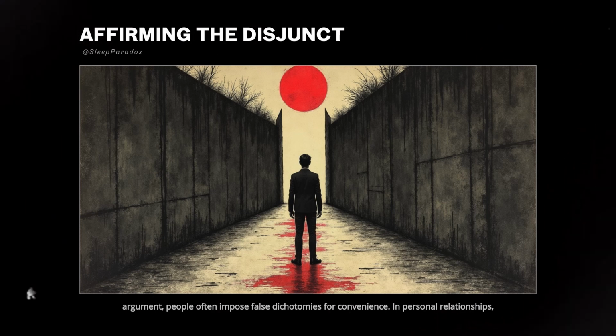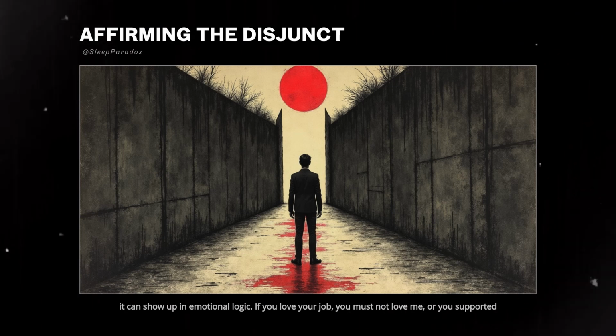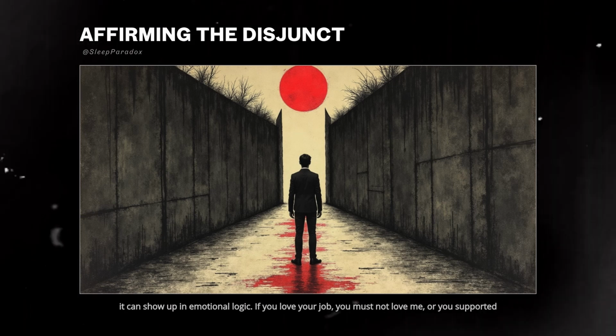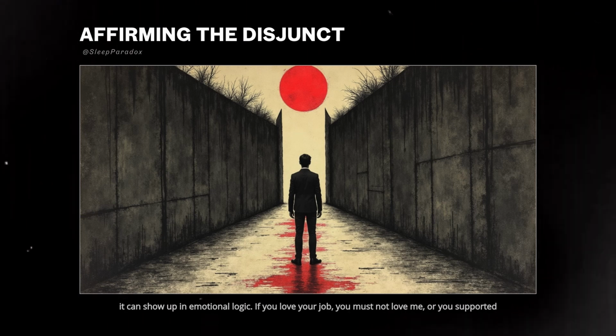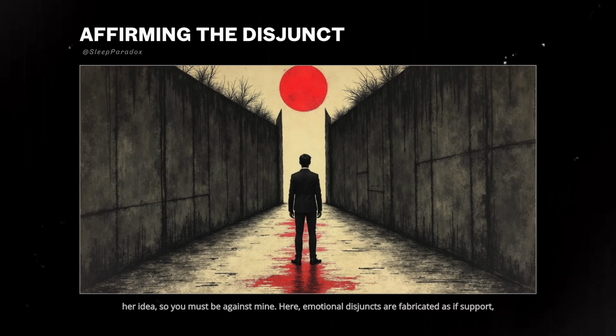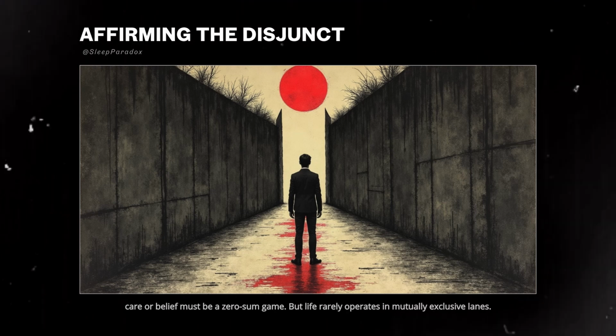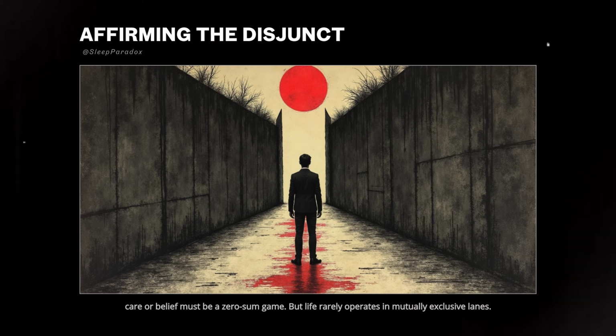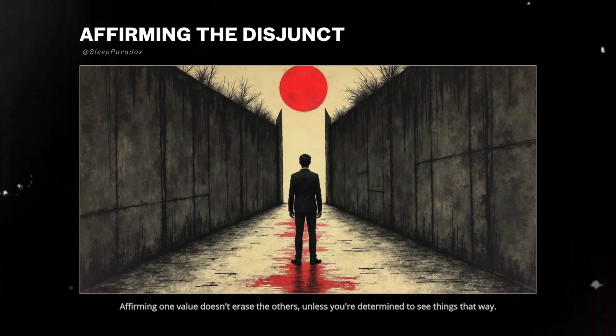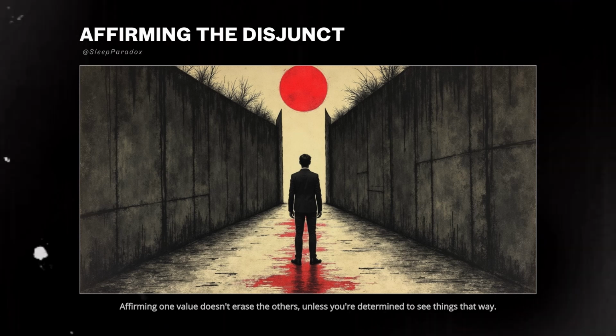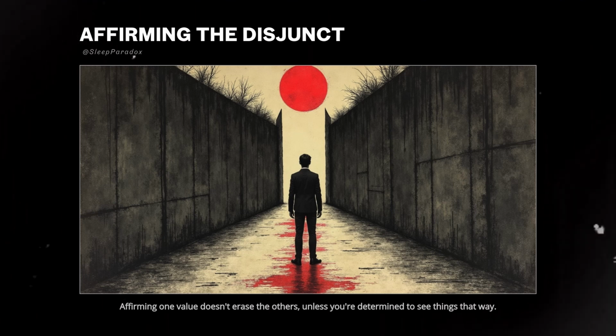In personal relationships, it can show up in emotional logic. If you love your job, you must not love me. Or you supported her idea, so you must be against mine. Here, emotional disjuncts are fabricated, as if support, care, or belief must be a zero-sum game. But life rarely operates in mutually exclusive lanes. Affirming one value doesn't erase the others, unless you're determined to see things that way.